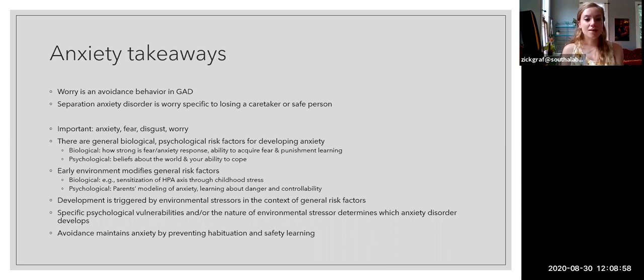Another thing to think about is that the environment, especially the early childhood environment, modifies both biological and psychological general risk factors. And then lastly, the absolute most important thing to remember about anxiety is that it's maintained by avoidance, because avoidance prevents habituation and safety learning. So when we treat anxiety, we need to make sure that habituation and safety learning are happening. And we do that by ending avoidance.